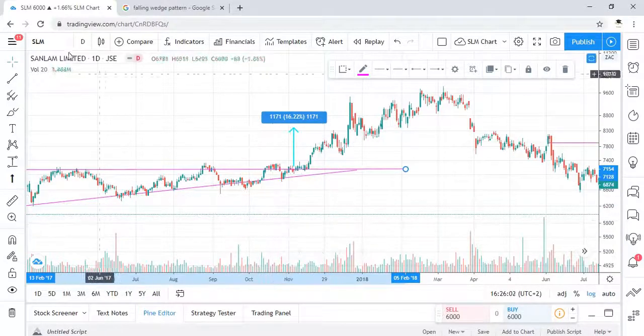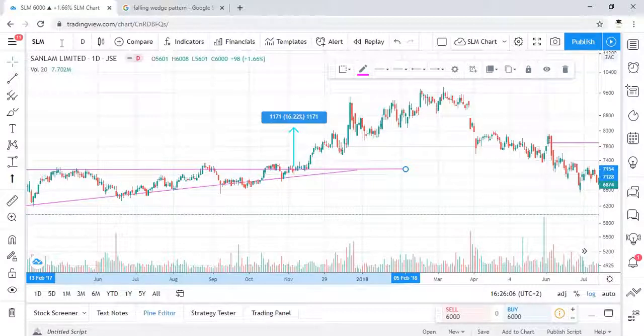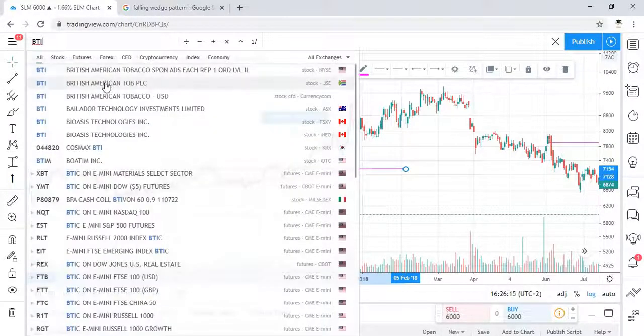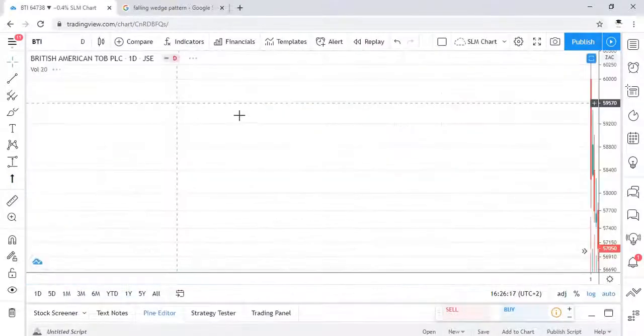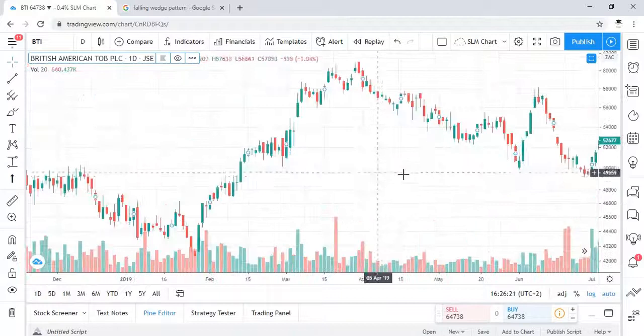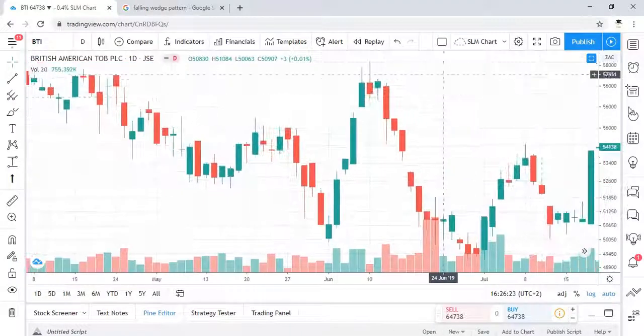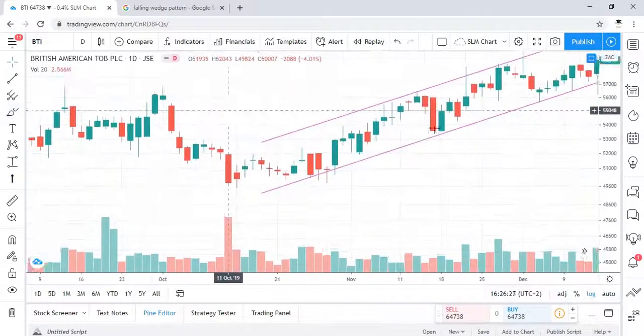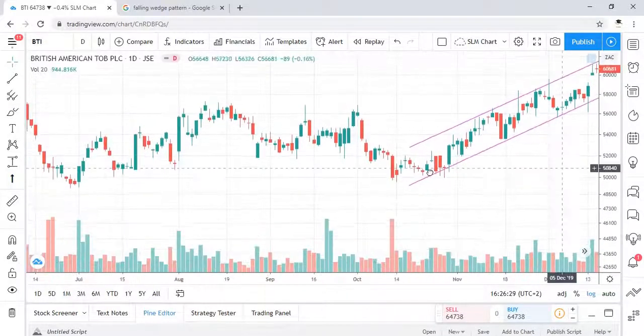Welcome back everyone. Let's try and look for more charts because we need to look at these formations many times, and you need to practice looking for them as well for yourself. Let's just see what the chart of British American Tobacco has to offer. So here I just want to start off from where we are currently.